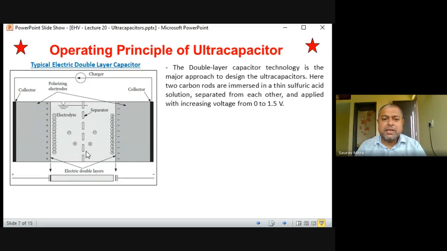So it is not only two plates and an electrolyte. There is a double layer of electrodes and electrolytes that you can find. So these are two layers. These are polarizing electrodes on both sides, and there are collector plates.